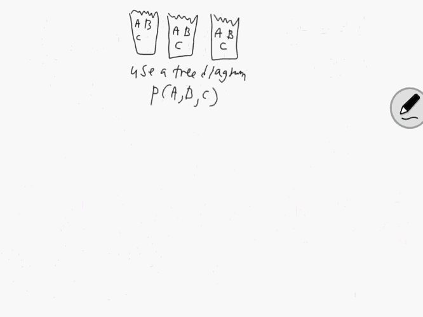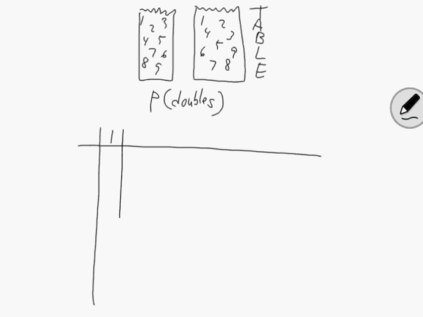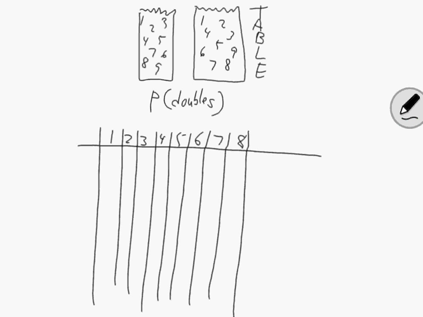The next question is, what is the probability of a doubles? Okay, so if I make my table, the first bag would be a 1, a 2, a 3, a 4, a 5, a 6, a 7, an 8, and a 9. And the second one, same thing.